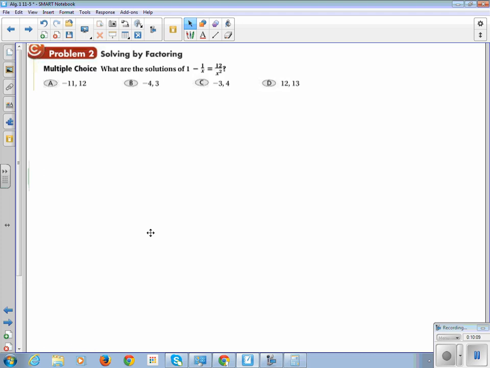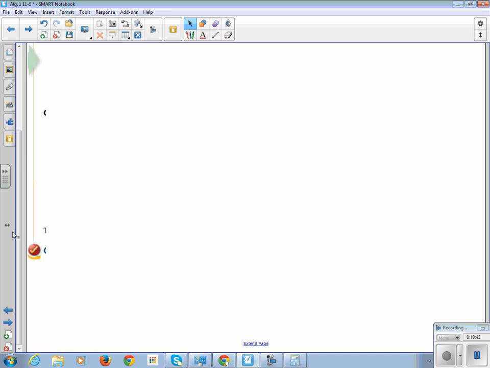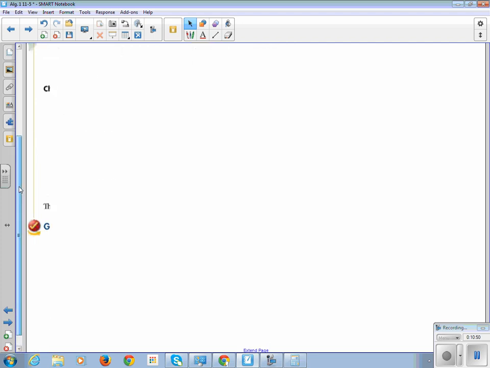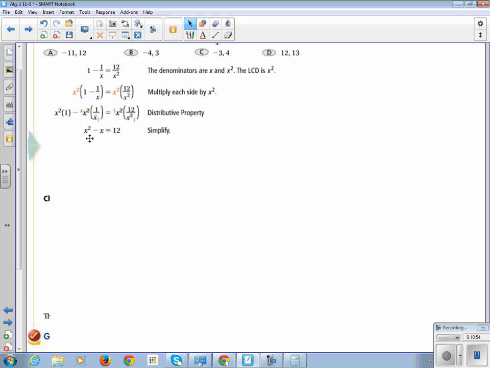To find a common denominator, and it's going to be a nice factorable answer. So let's look at a problem where that is the case. In this, where we have 1 minus 1 over x equals 12 over x squared, you look at your denominators, and they're 1, x, and x squared. So the LCD is x squared. And we end up multiplying everything by x squared. When we do, we get x squared minus x equals 12. And this is a nice quadratic equation. We did that a couple chapters ago.